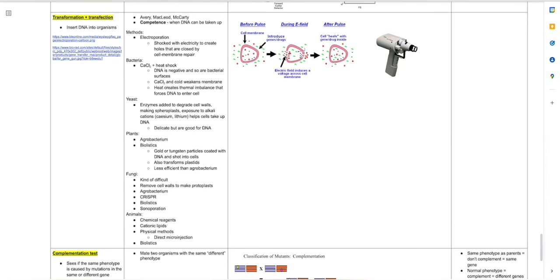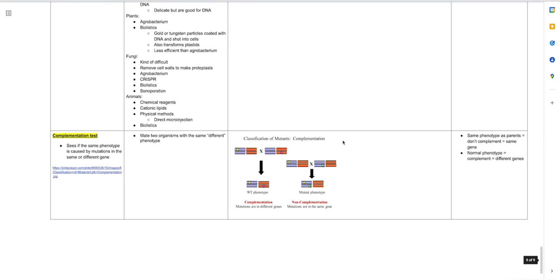All right, and then last one, the complementation test. I think this one's more genetics based than the other techniques, but basically the purpose is to see if the same mutant phenotype is caused by mutations in the same or different gene. So what you need to do here is mate two organisms with the same mutant phenotype. If you have butterflies that usually have blue wings, and then you find two that have red wings, then you can mate those two to see if it's the same mutation or a different mutation, like mutations in different genes that cause the butterflies to look different.